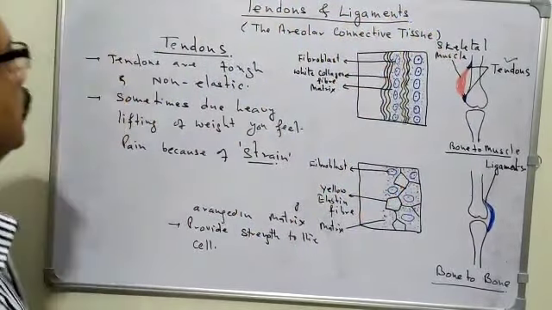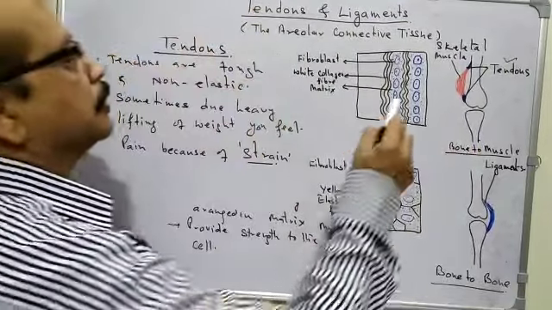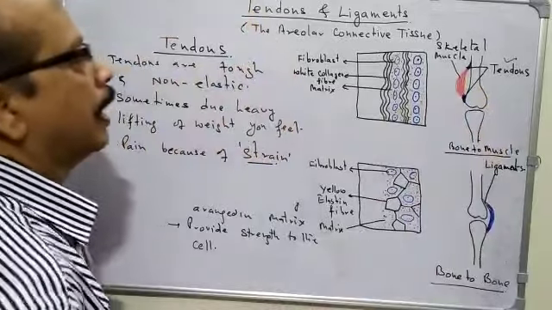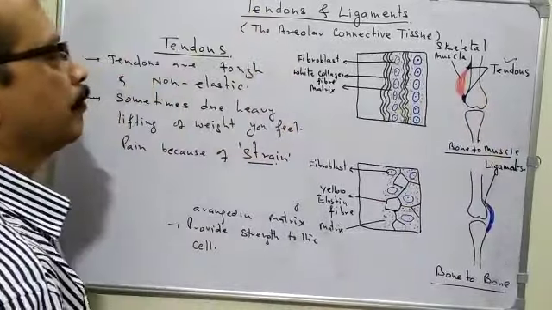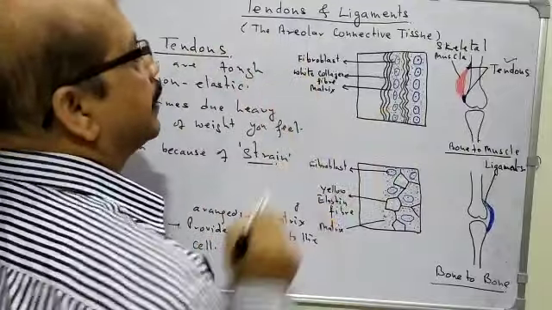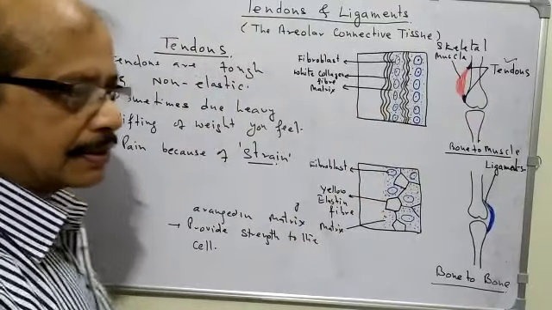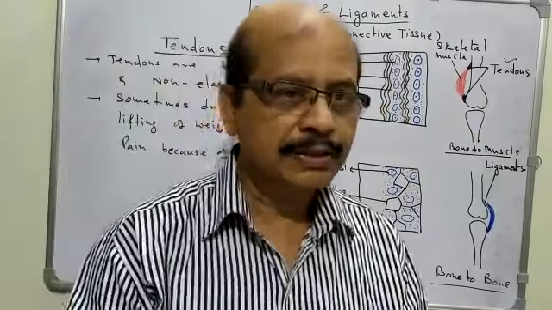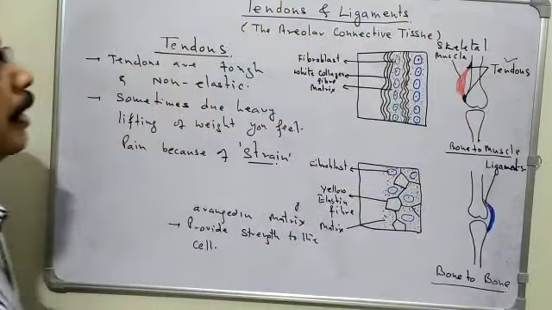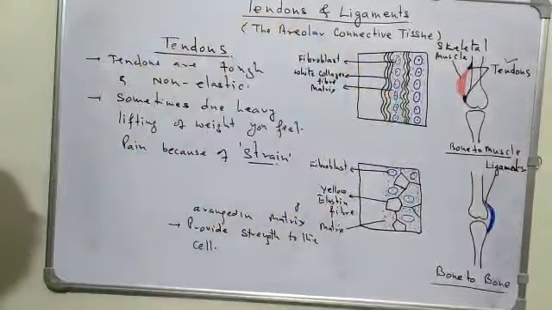Right? So we have learned here that tendons are responsible for joining muscle to bone, and they are made up of white collagen fiber, fibroblast and matrix. They take part in providing strength to the body, and they are tough and non-elastic. Now the second one.